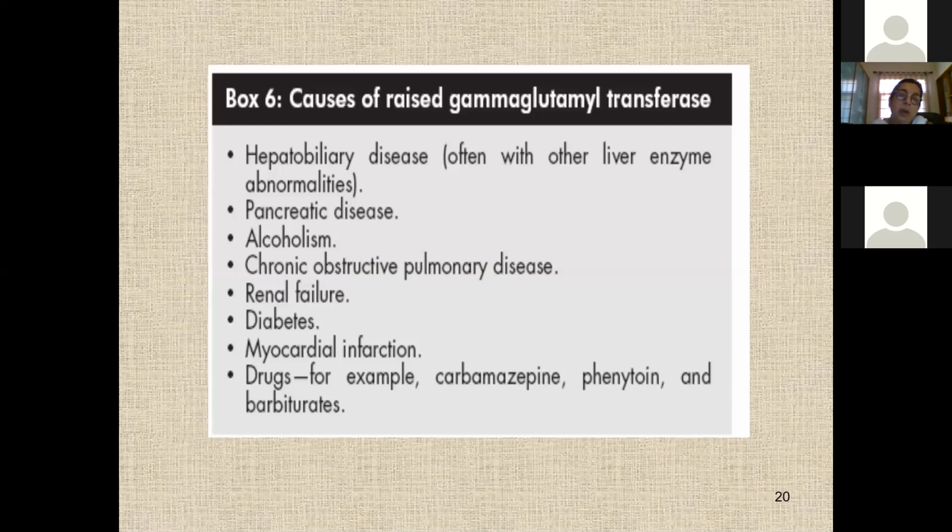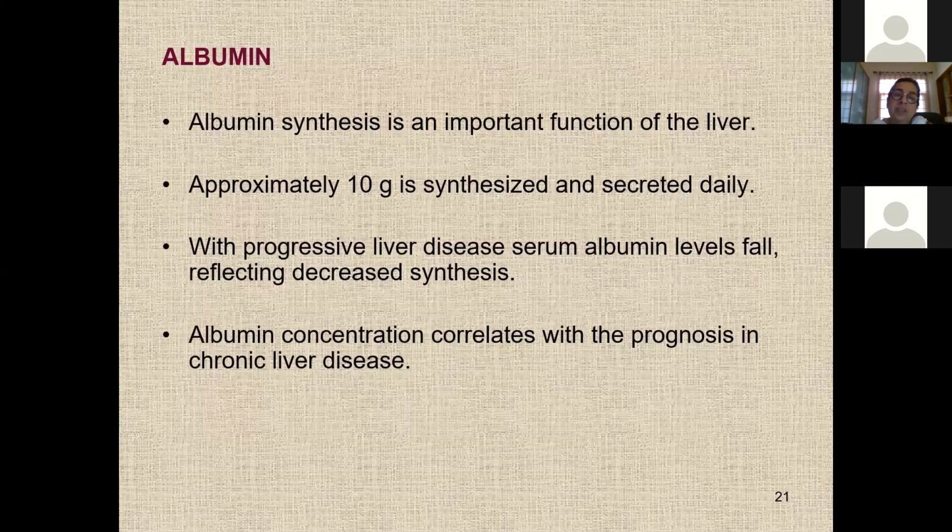So then we come to albumin. Albumin synthesis is an important function of the liver. Approximately 10 grams is synthesized and secreted daily. So with progressive liver disease, serum albumin falls, reflecting decreased synthesis. In patients with chronic liver disease, we always do albumin. It is part of the Child-Pugh scoring to find out the severity of disease. We often find that albumin is way too low in these patients, and we sometimes give IV albumin, and we also give oral supplements for albumin.